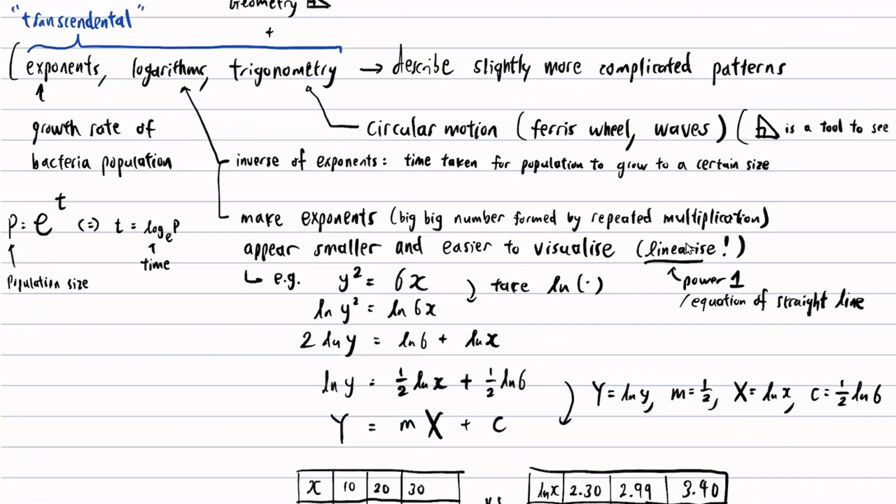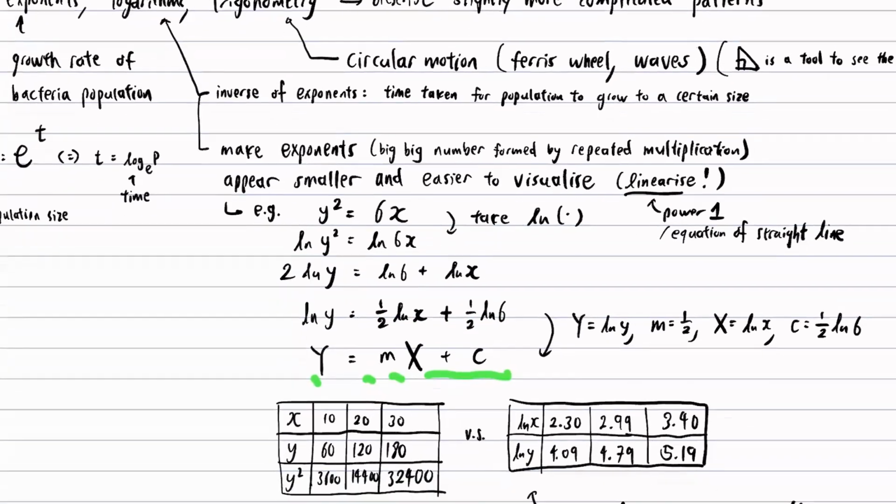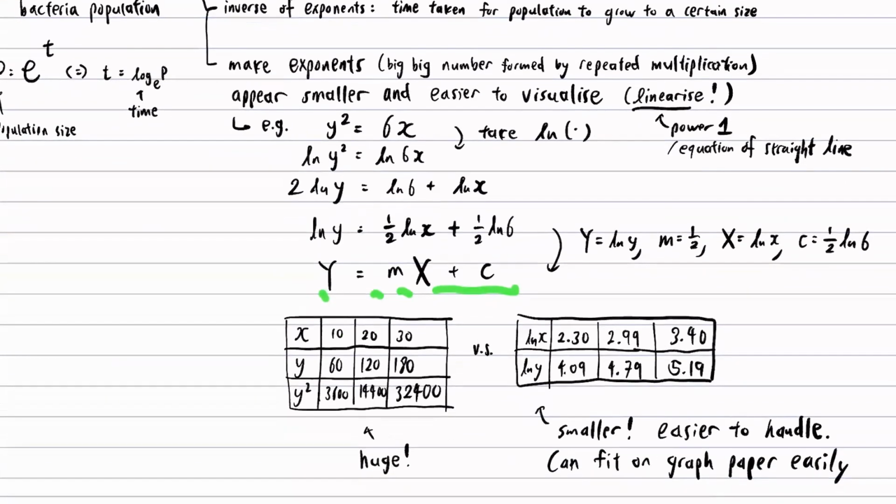Of course, there's another application of logarithms, which is to help you make exponents, which are really just repeated multiplication and can be a very, very big number, appear smaller and easier to visualize. More precisely, you're linearizing the function. So for example, this is the application of the straight line or linear law, right? y squared equals 6x. You can take ln on both sides. Then you can split it up into a sum. The power you can bring down using logarithm rules. Then you can bring the half over if you want to. Then half times ln x plus half ln 6. Then you can rewrite it as y equals mx plus c. Remember this? Once the numbers are smaller, you can fit it on a graph report.